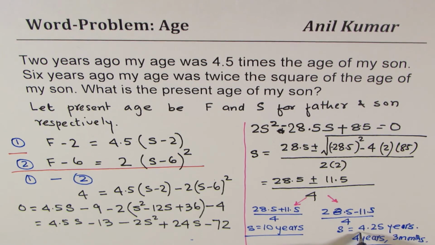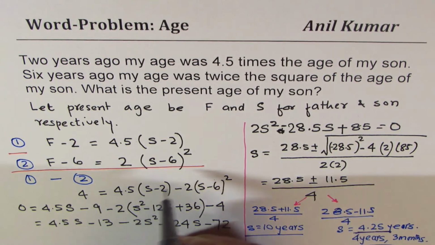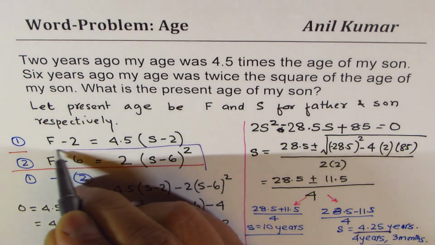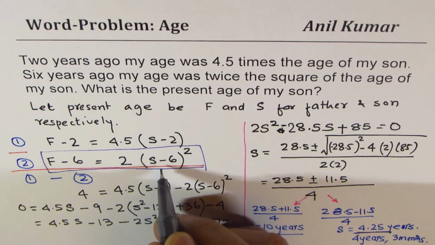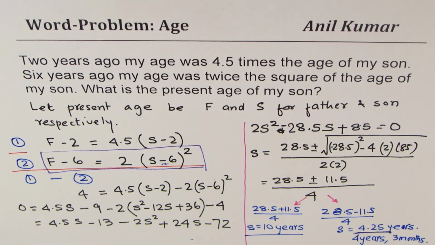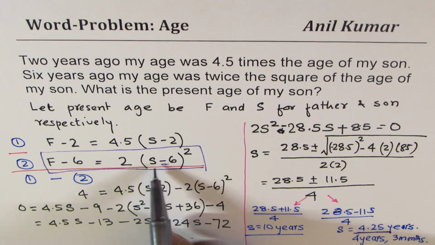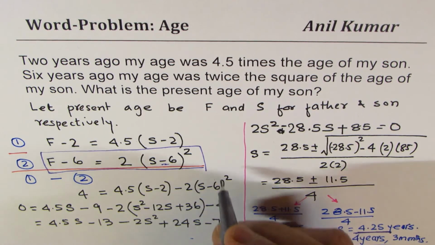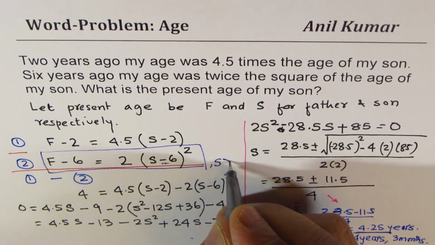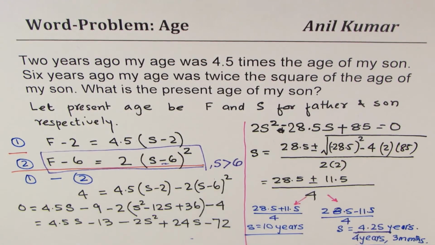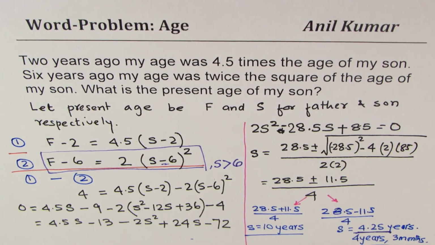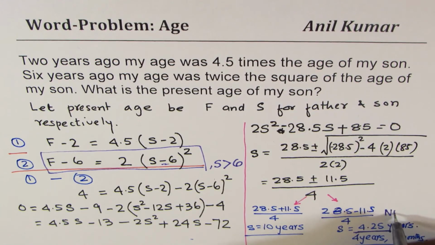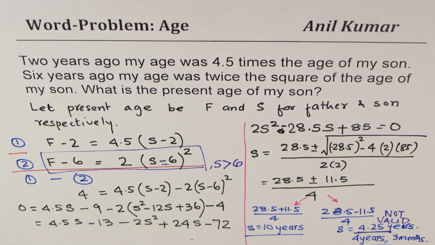Well, if the age of the son is less than 5 years, how will I talk about the second statement? So the second statement is not true. Do you see that? 6 years ago, right? So we know one thing, that the son's age is greater than 6. The son's age is greater than 6. And that is why this is not valid. Perfect. And the only answer is 10 years.